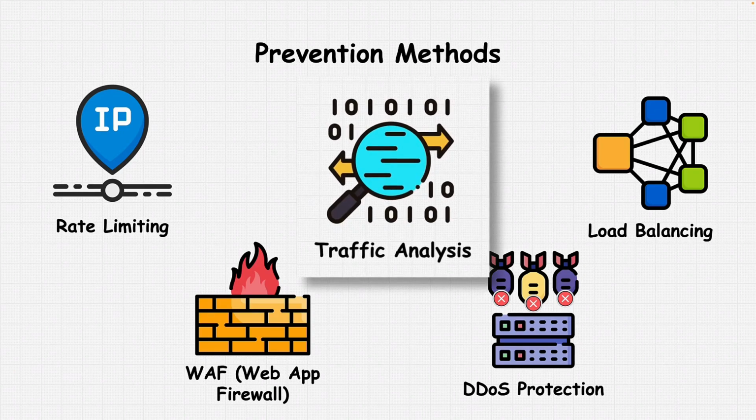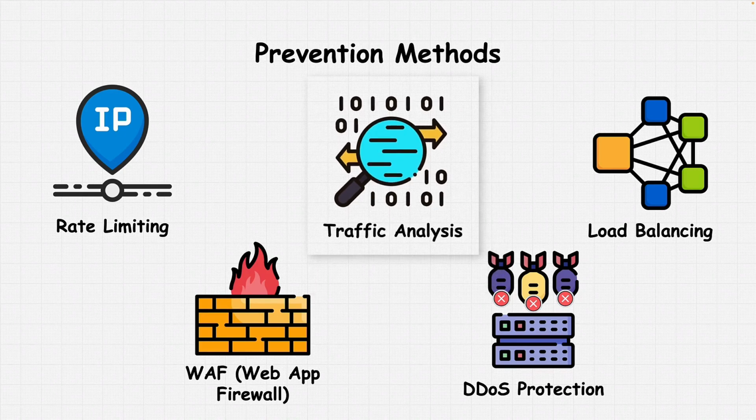Traffic analysis is employing systems to monitor and analyze traffic patterns in order to identify and block unusual spikes or anomalies. And you can also implement distributed denial of service protection services. This is leveraging specialized services that absorb and mitigate attack traffic before it actually reaches the target.